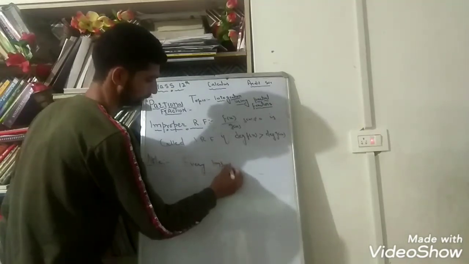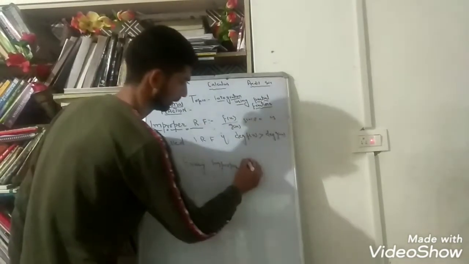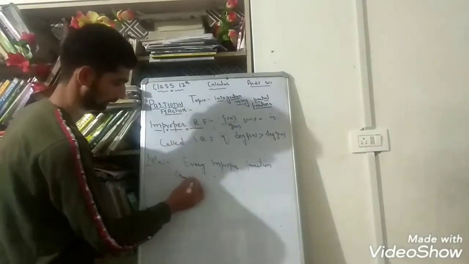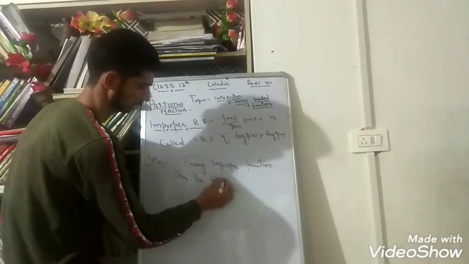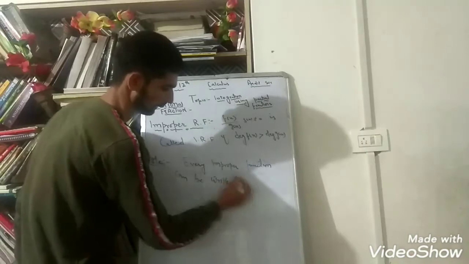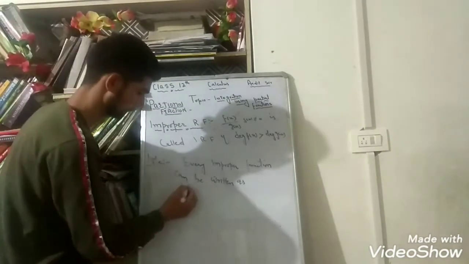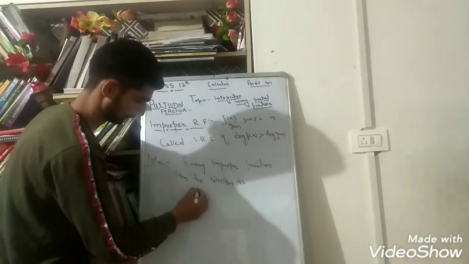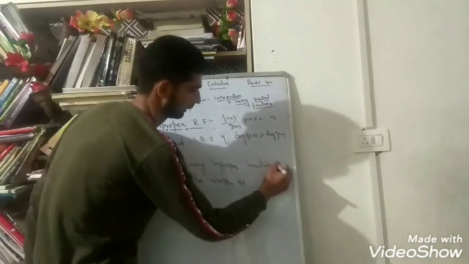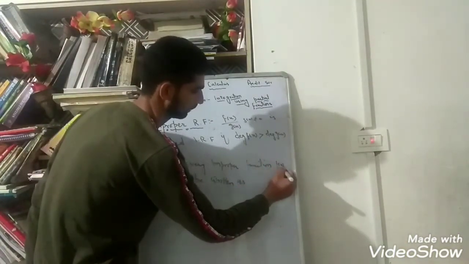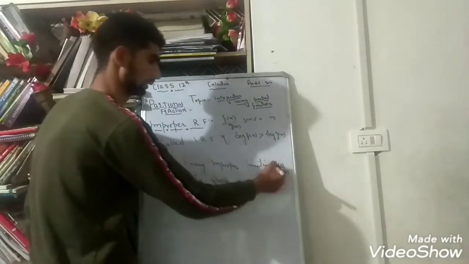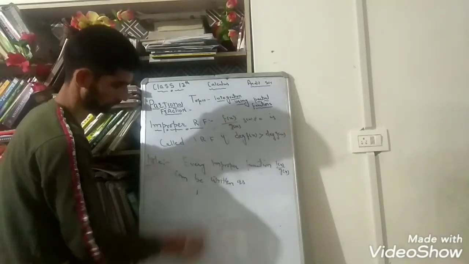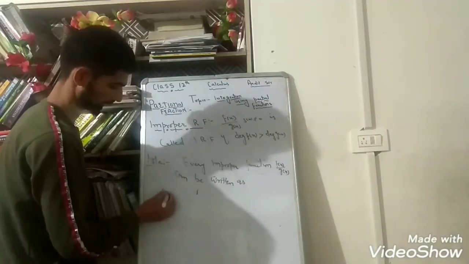An improper function can be written as follows. An improper function f(x) can be written by dividing f(x) by g(x).